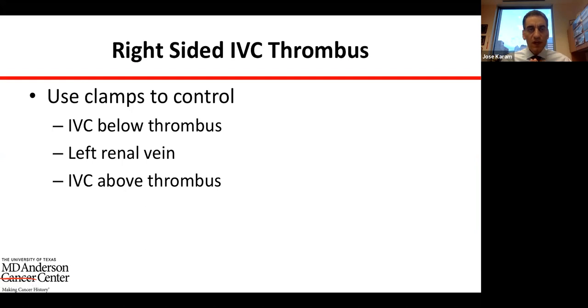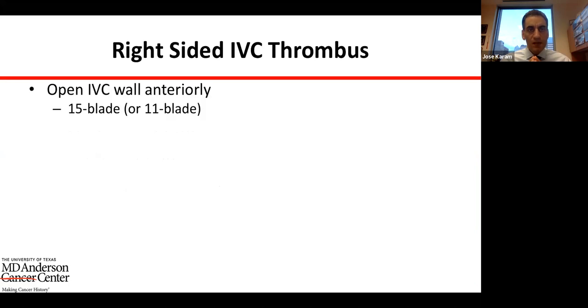And then once you do that, you control the IVC below the thrombus, then the left renal vein, and then the IVC above the thrombus. As you've noted so far, I have not talked about nephrectomy at all. Nephrectomy in general is the last thing we do during this operation. And then what we do after controlling the entire venous system within the relevant field, of course, is open the IVC wall with a 15 blade. So that's not a sharp blade, and what I mean by that is it has a very shallow surface so that you don't puncture the thrombus.